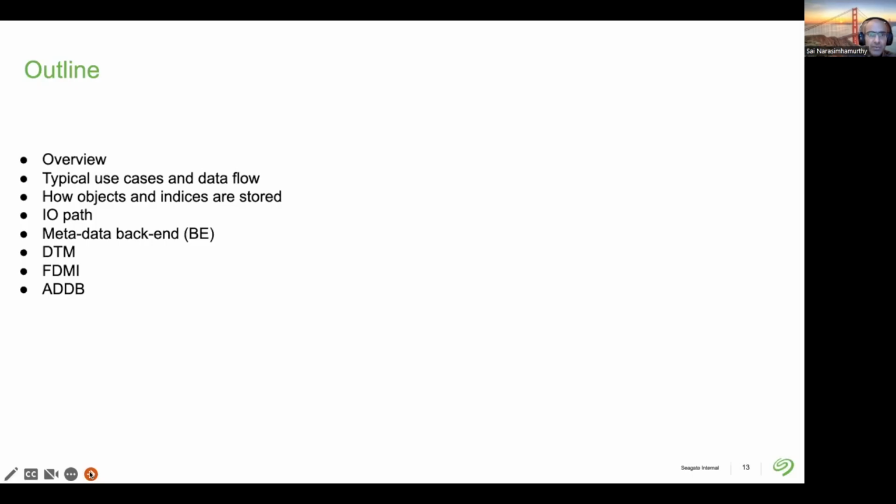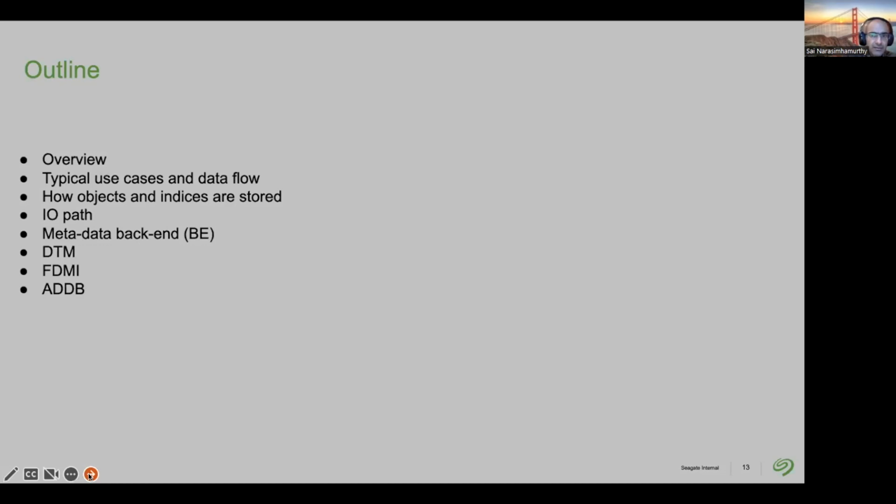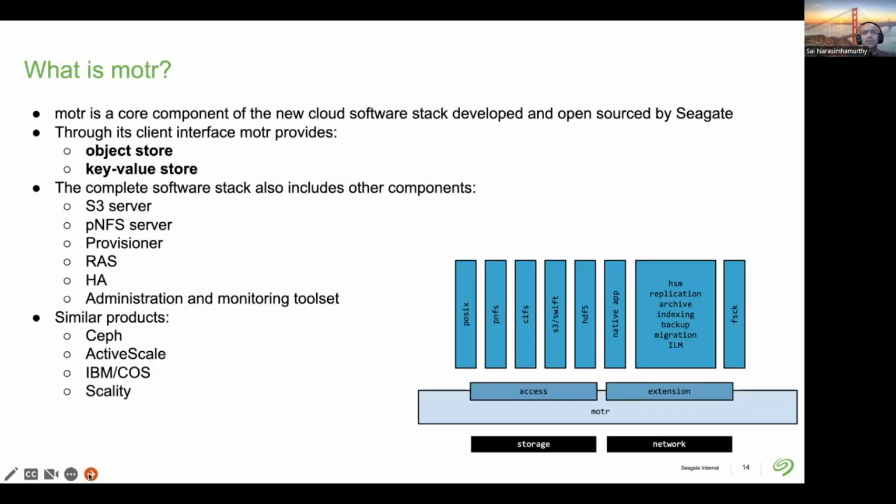So then coming to CORTX Motr, I'll provide you a quick overview of the different components of CORTX Motr. CORTX Motr is a core component of a new cloud software stack which was initially developed by Seagate, and it's now a fully open source project. It has a client interface, and an object store where you can store objects, as well as a key value store that helps you define the relations between these objects.